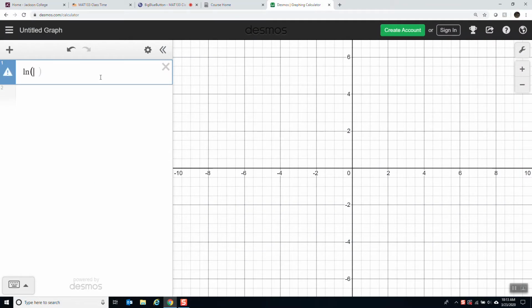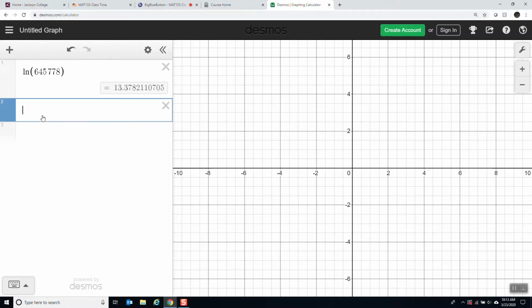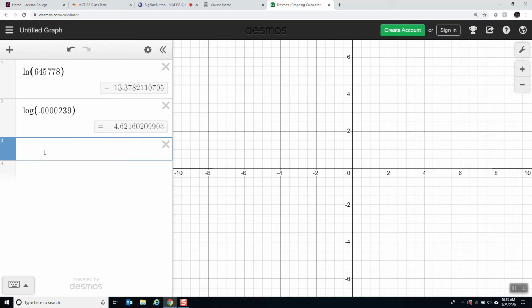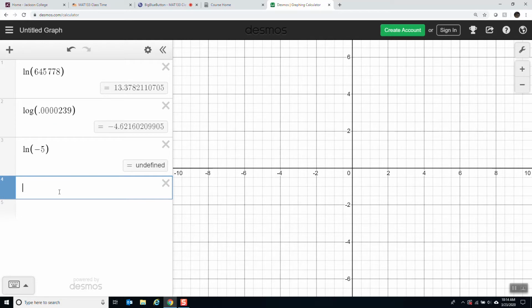So I'm typing in ln of 645,778, and my value is approximately 13.3782. And then I'm typing in log, and Desmos is programmed to read them this way. So this is negative 4.622 if I round it to 3 decimal places. I don't have to type this one in. I know it's undefined, because the a value, or whatever we evaluate log of, has to be positive. That's what we noted in the definition of logarithm.